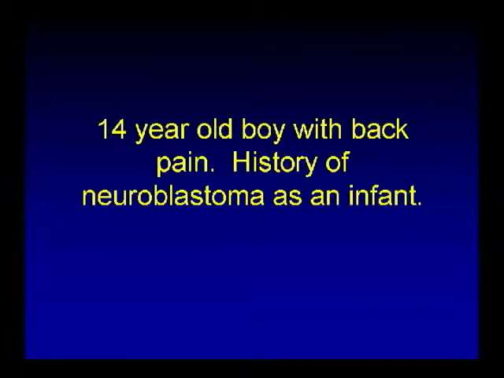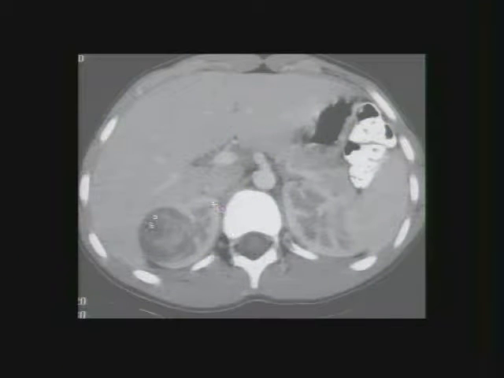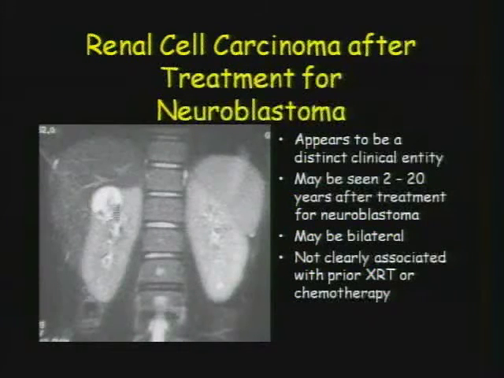Here's a 14-year-old with a history of back pain, and he had neuroblastoma as an infant. You can see he has multiple renal masses on this CT that are hypodense with respect to the normal kidney. By MR post-GAD, you can see that he has multiple lesions. And this is renal cell carcinoma after treatment for neuroblastoma.